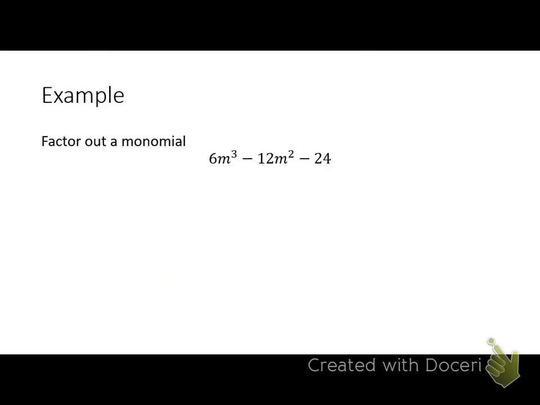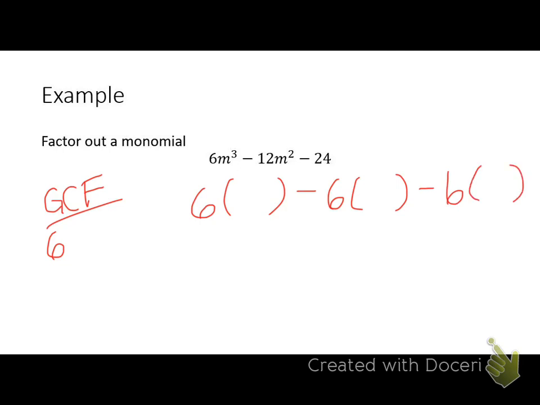So let's do another one. So first off, let's find my GCF. My GCF in this case is 6. I don't have enough m's to pull out from everybody, so it's just 6. So sometimes you don't get to have a variable. So I'm going to have 6 parentheses minus 6 parentheses minus 6 parentheses.